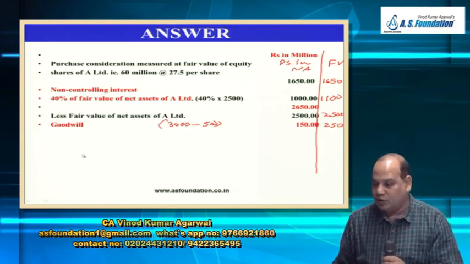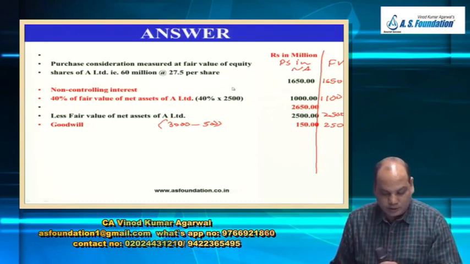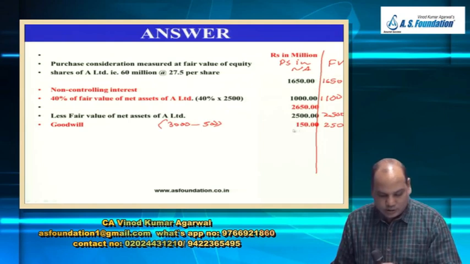Otherwise, this could have one more answer. You can take fair value of share issue 2 million into 800. So then it becomes 1600. And then by this method, the answer 100 would be right.